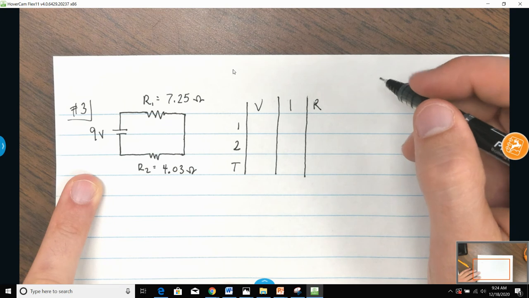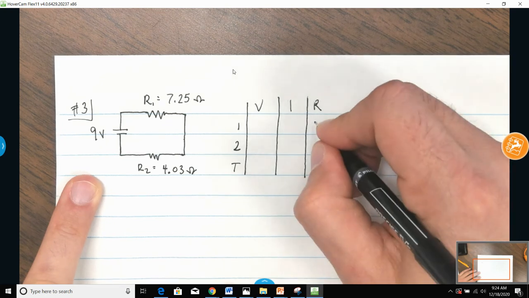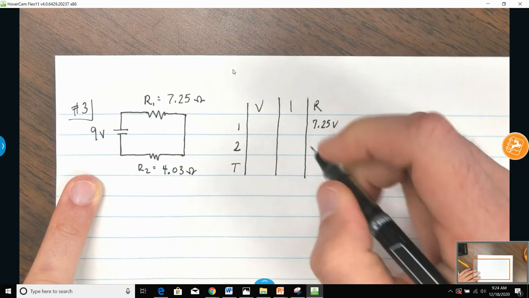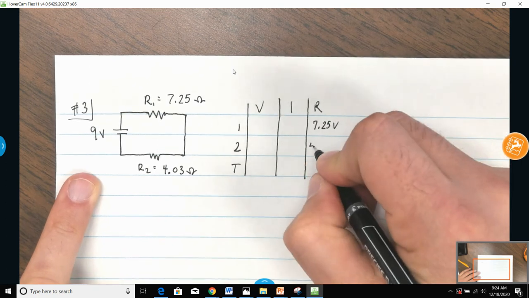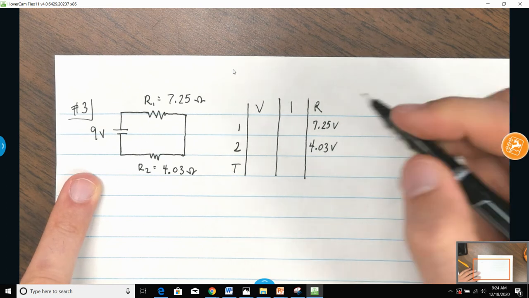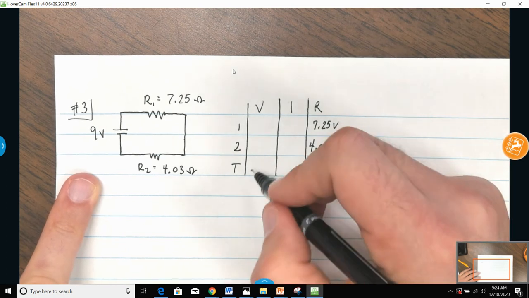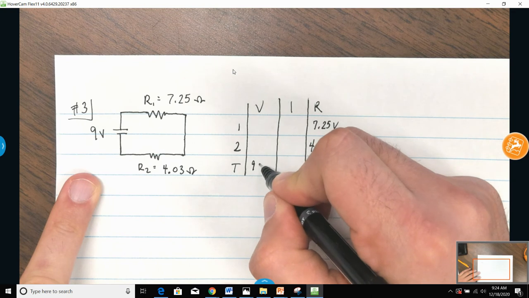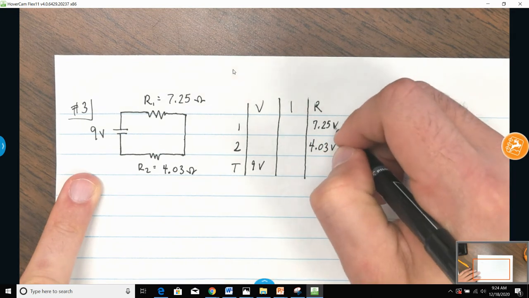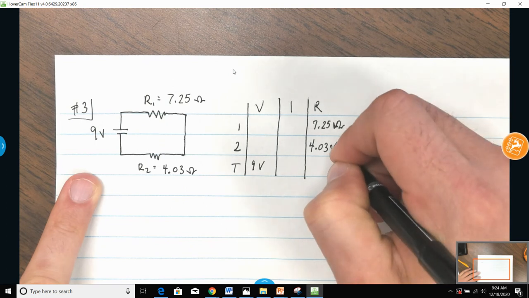Okay, and then start to fill in everything that you have. You're given R1 of 7.25 volts, R2 of 4.03 volts. The only other thing you're given is the total voltage, which is the battery, of 9 volts. Oh, sorry, these aren't voltage. These are ohms. That was my mistake there.